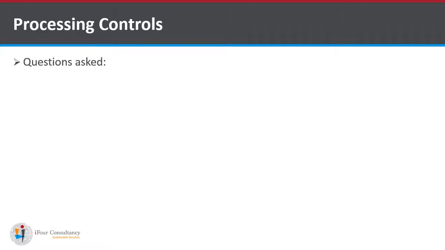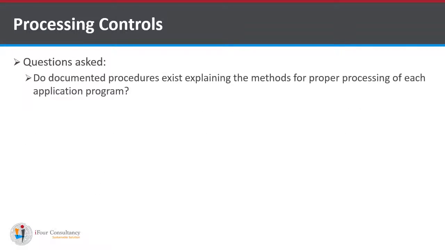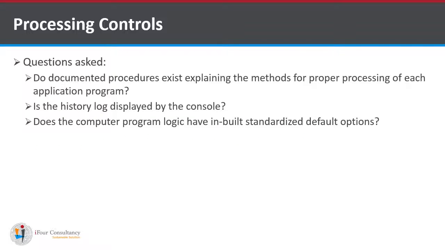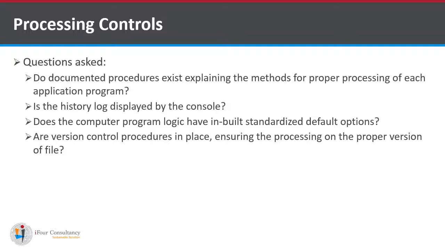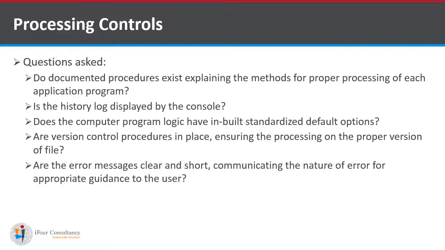Processing controls. The questions asked: do documented procedures exist explaining the methods for proper processing of application program? Is the history log displayed by the console? Does the computer program logic have inbuilt standardized default options? Are version control procedures in place ensuring the processing on the proper version of file? Are the error messages clear and short, communicating the nature of error for appropriate guidance to the user?